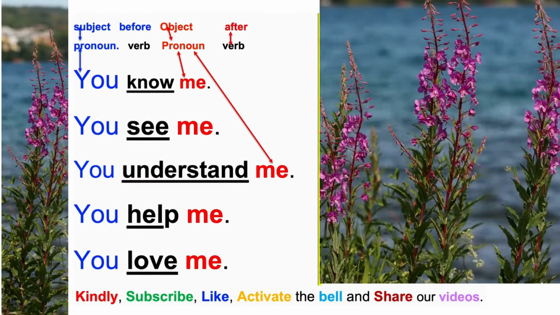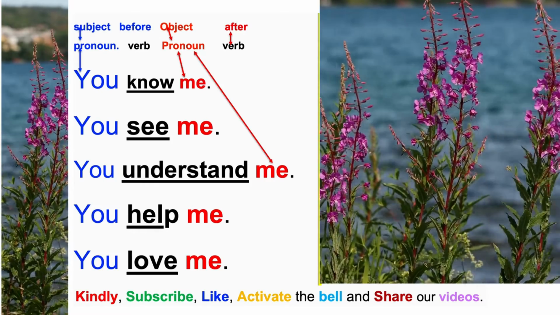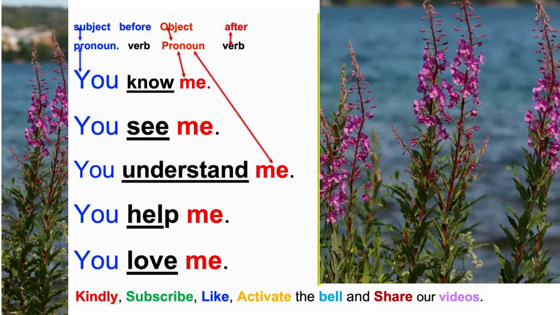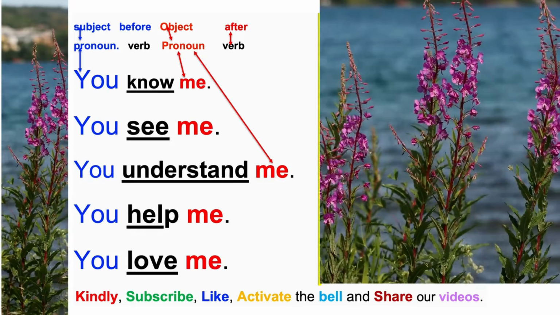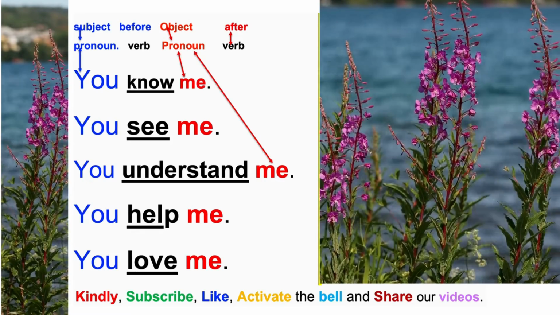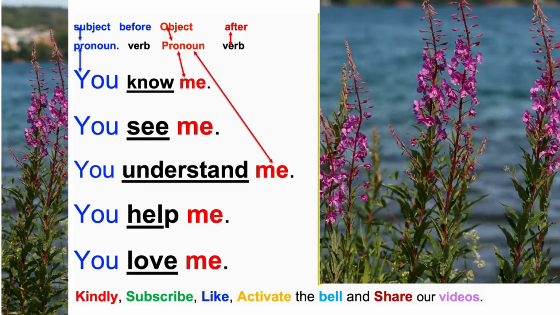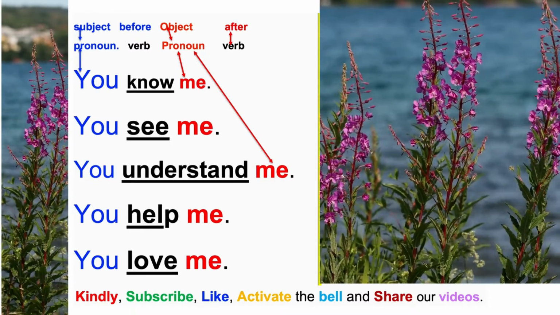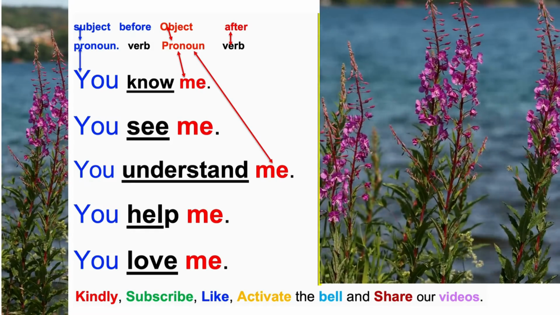Let's see examples. Because subject pronouns come before the verb and object pronouns come after the verb. So you is subject pronoun, you know is the verb, the main verb of the sentence, and me is the object pronoun. You know me. You see me. You understand me. You help me. You love me. Let's repeat after me. You know me. You see me. You understand me. You help me. You love me.